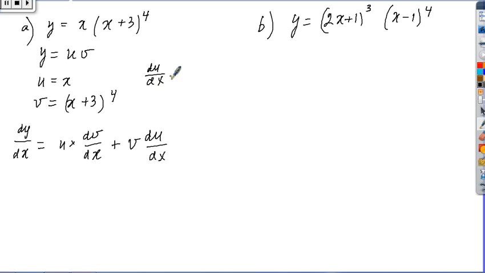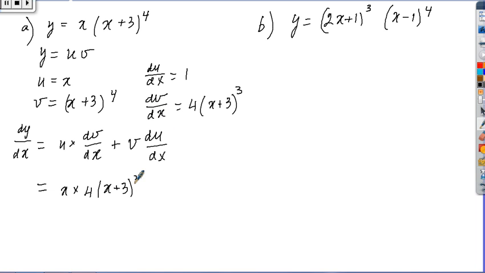So let's prepare them here. If u is x, then du by dx is 1, isn't it? And if v is (x plus 3) to the power of 4, then dv by dx is going to be 4 times (x plus 3) to the power of 3. Now let's substitute all the pieces into the formula. u is x times dv by dx, which is 4(x plus 3) to the power of 3, plus v, which is (x plus 3) to the power of 4, times du by dx, which is 1.